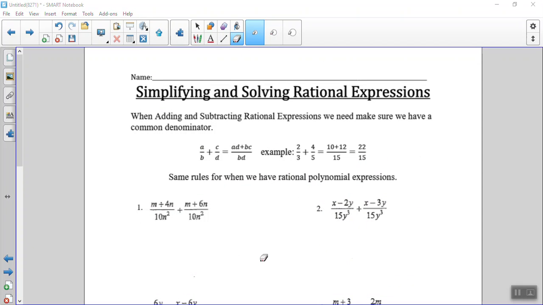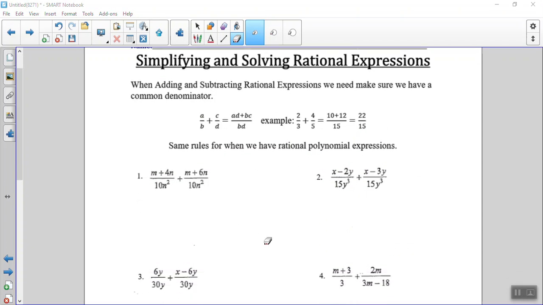Alright. The next page I have is adding and subtracting rational expressions. Okay, so now when we're actually, let me start a new video on that one. Okay, I'm going to end this video.